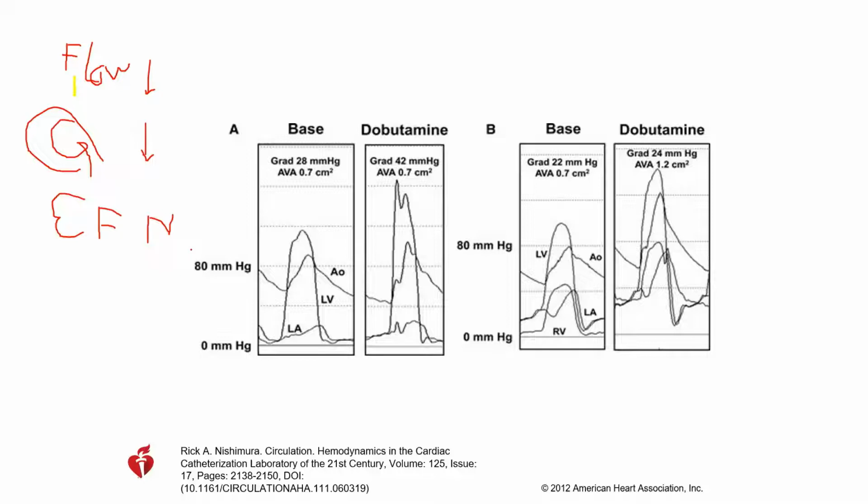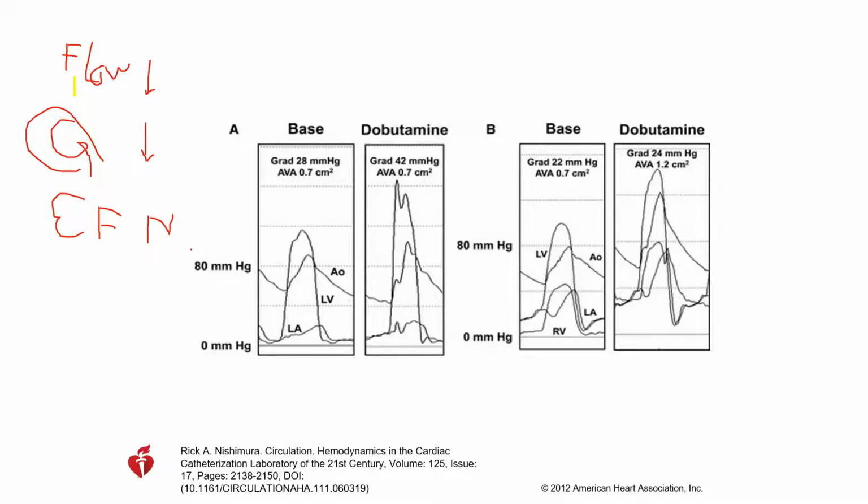Okay, so what are we gonna do for the low flow, low gradient, low EF? What do we do for it? Exactly. So remember, the low flow, low gradient, low EF is for the dobutamine echo. What are we gonna do for low flow, low gradient, normal EF? Stroke volume index. Very good.